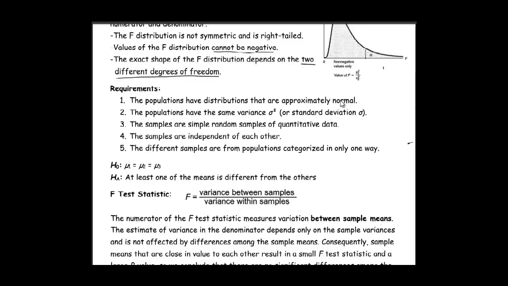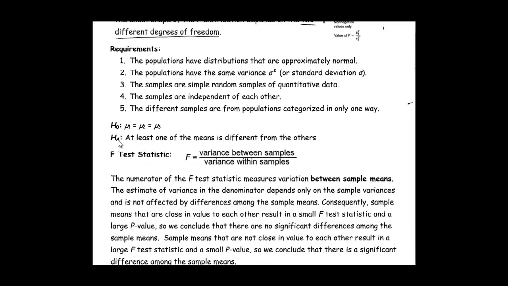The requirements are that the distributions are approximately normal. This is not going to work for skewed distributions. The populations have basically the same variances or standard deviations. Simple random samples of quantitative information. The samples are independent of each other. And they're only categorized in one way. So our example of looking at GPA, grade point averages for DMAC students and then grouping them by the number of terms would be a good example of this.